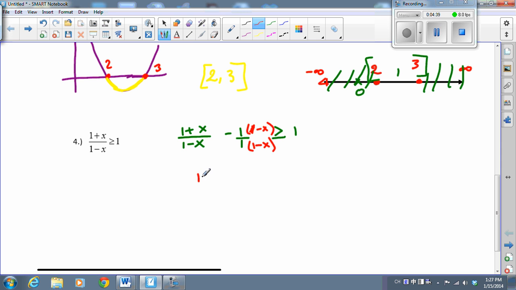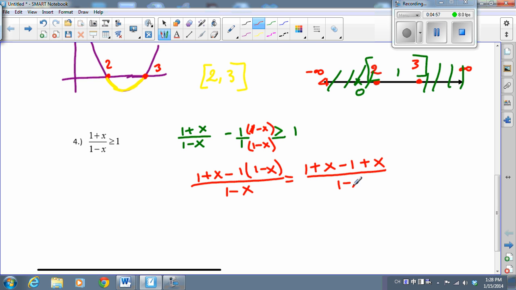Now on top, I will have 1 plus x minus 1 times 1 minus x over 1 minus x. If you notice, you will end up with 1 plus x minus 1 plus x over 1 minus x. Note that this is still greater or equal than 1. I'm just solving the left side for now. This is equal to 2x over 1 minus x.